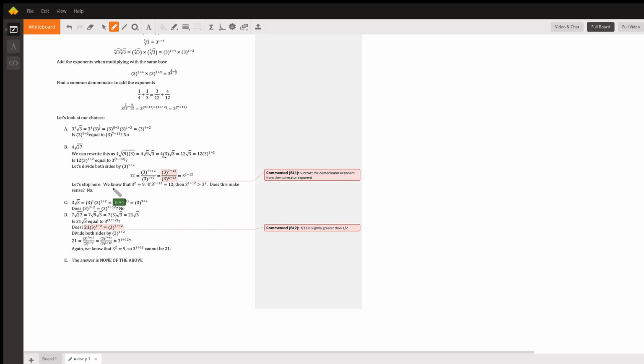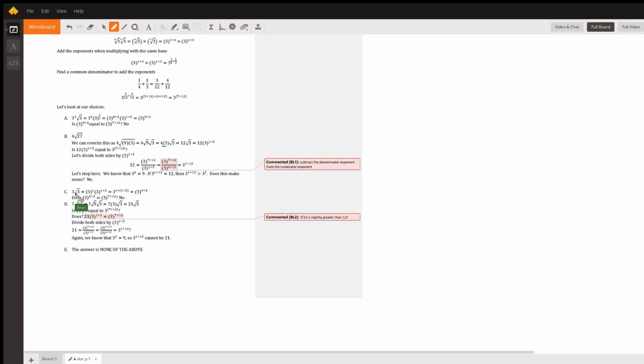So anyway, let's stop here. We know that 3 squared equals 9. So again, this is just like a little visual check. Do we expect that 3 to the 1/12, a pretty small number, much less than 2, is going to be greater than 3 squared? Does that make sense? The answer is no.